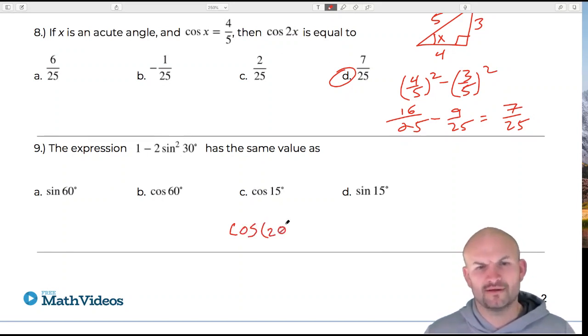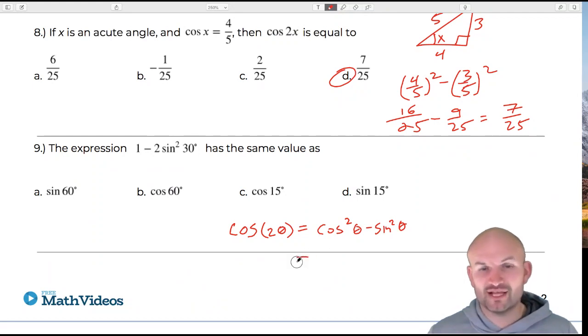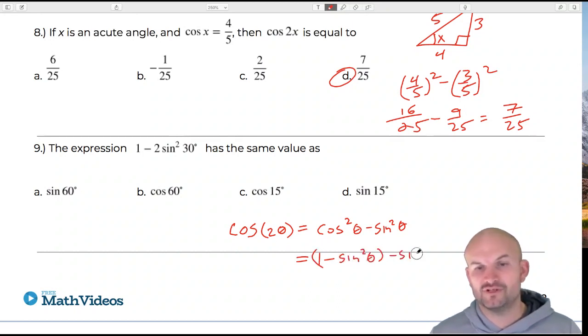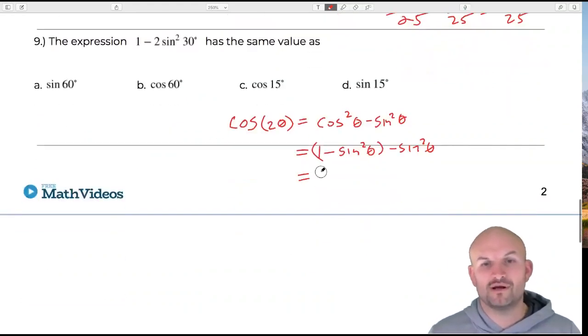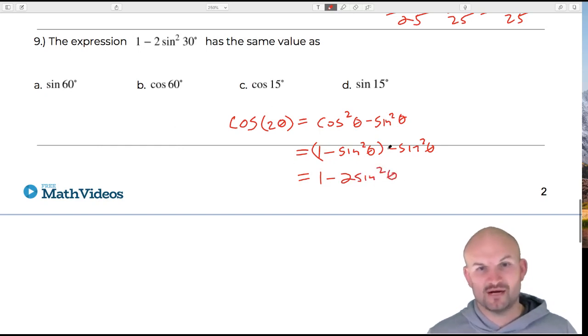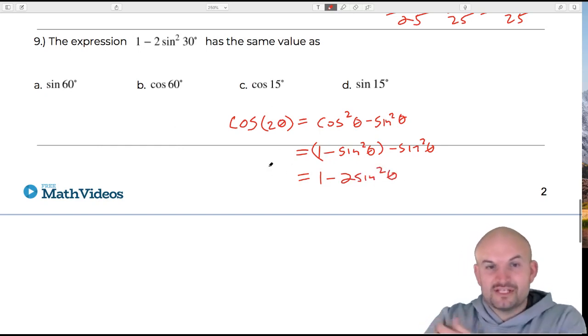That equals cosine of 2 theta. So yes, you could do this one, cosine squared of theta minus sine squared of theta. But if you rewrite cosine squared using the Pythagorean identity, so this would be 1 minus sine squared of theta, then what you'd have is 1 minus 2 sine squared of theta. So you can recognize that's where that comes from. Now again, this represents the cosine of 2 theta.